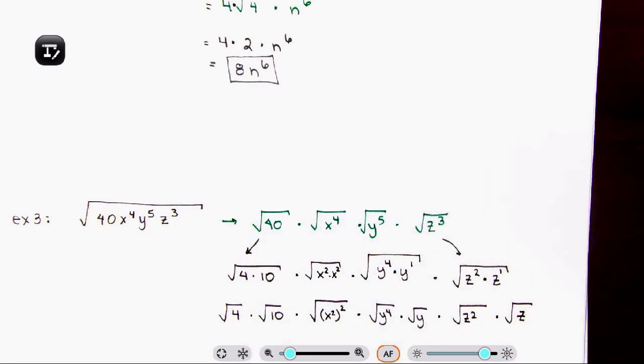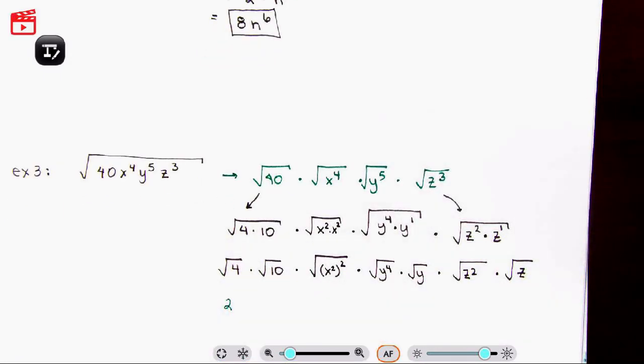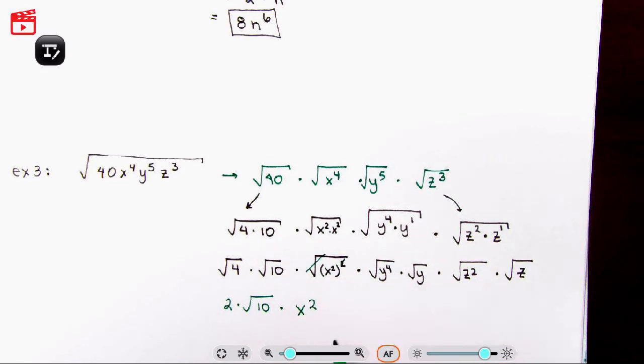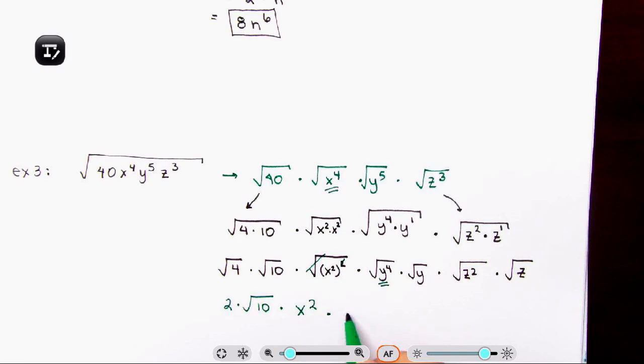Things are getting a little complicated here. The square root of 4 is 2. Square root of 10 we can't do, so that's going to stay. Square root of x squared squared, these go away, so I just have x squared. Y to the fourth power, same thing that happened here. So look at the similarities of x to the fourth and y to the fourth. I'm going to end up having y squared, and then I have times the square root of y. That doesn't simplify. Here I have z squared square rooted, so I'm just going to have 1z. And here I have the square root of z.